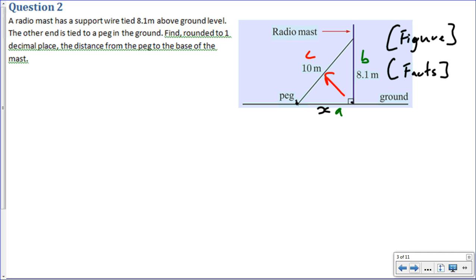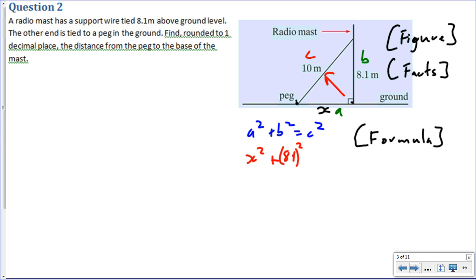So again, we're going to write our formula. Writing our formula down, we've got A squared plus B squared equals C squared. And now we're going to substitute in. So A is X, B is 8.1, that's all squared, equals 10 squared. Now we're into our find it.